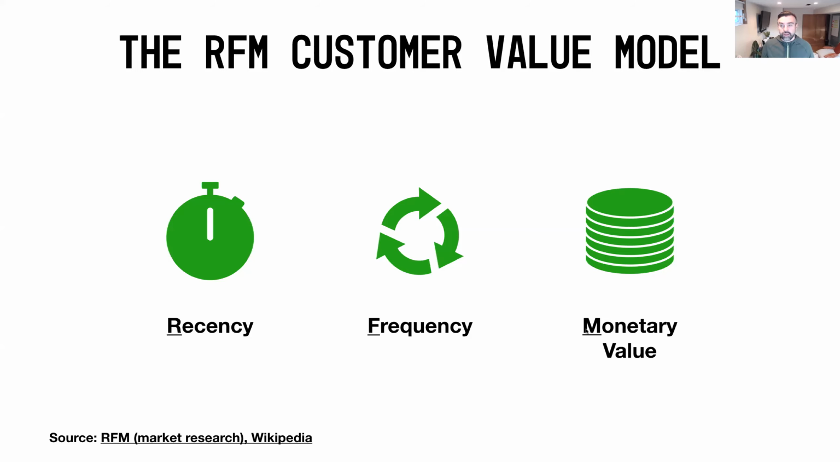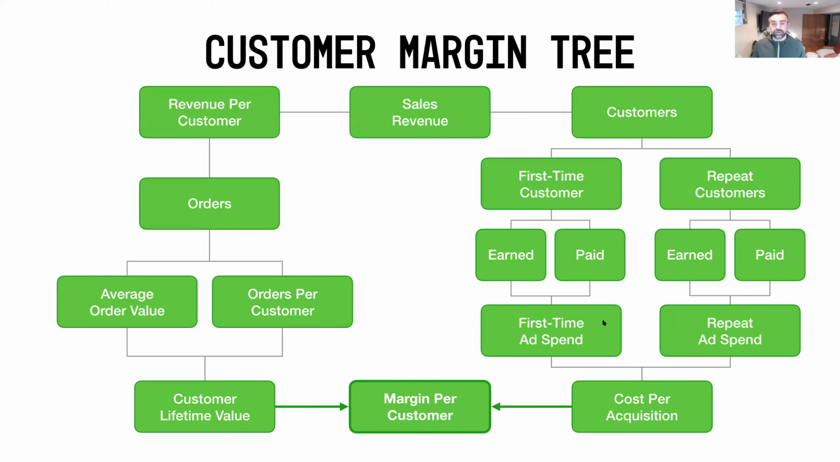factors play a role. Now, when we're talking about value, what we're talking about is this customer margin tree, and really it centers around the margin per customer down here in the middle. So to do that, we took a journey over the last couple of days where, on the left-hand side of the equation, we looked at revenue per customer, we looked at orders, and then we looked at average order value and orders per customer to arrive at a customer lifetime value.